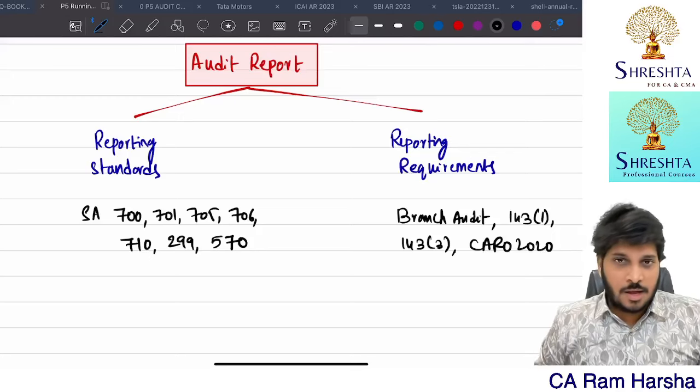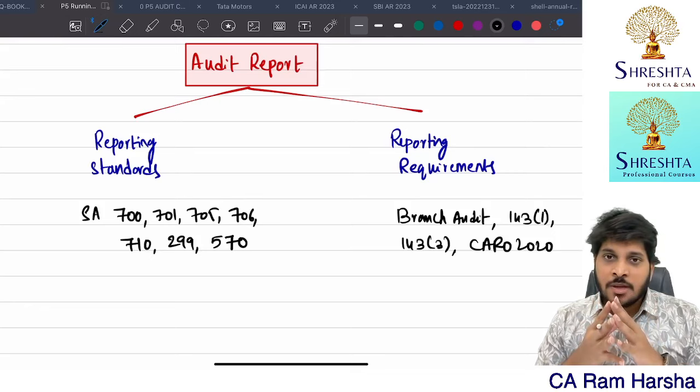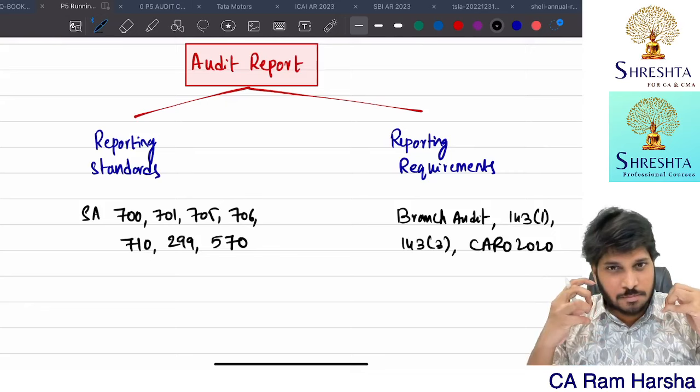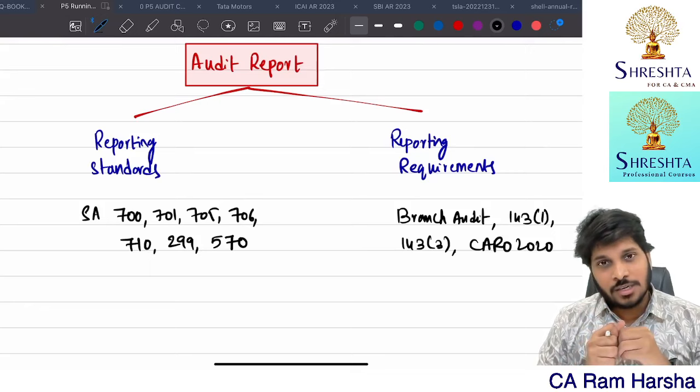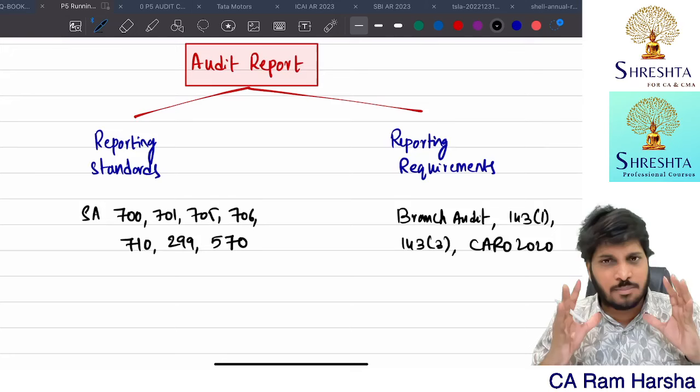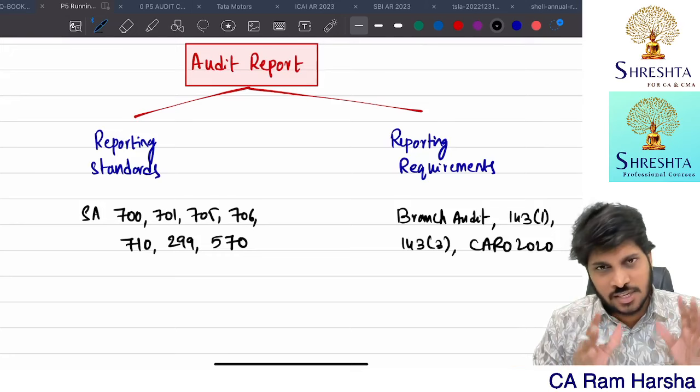Let's begin the new chapter, that is audit report. In the previous two chapters, especially in chapter zero, we understood the basic terminology that we are going to use in fundamentals. Then we understood what an audit is, the nature of auditing, the advantages of audit, various inherent limitations, and the scope of audit, what it includes and what it excludes. All that we have seen in nature, objective and scope of audit.